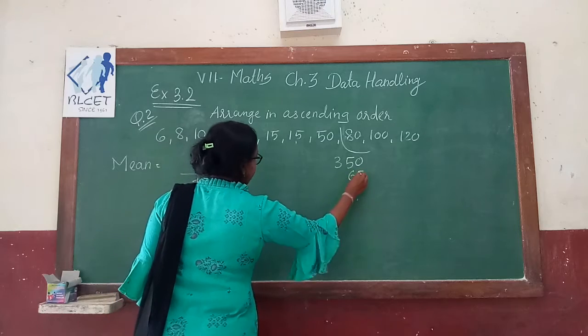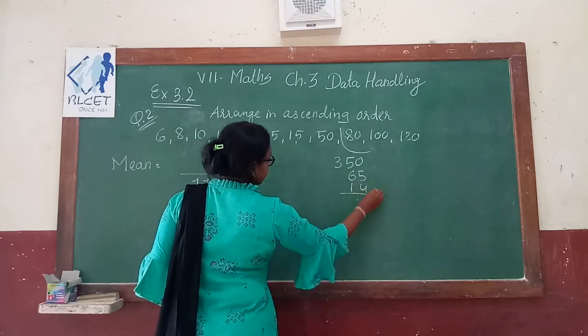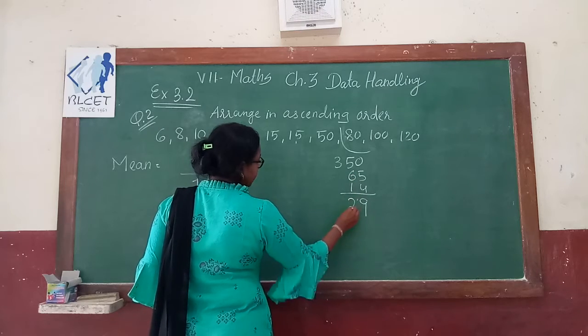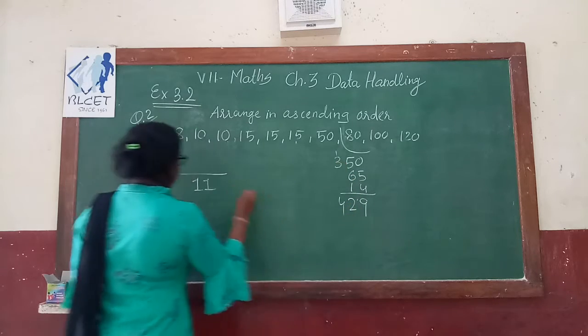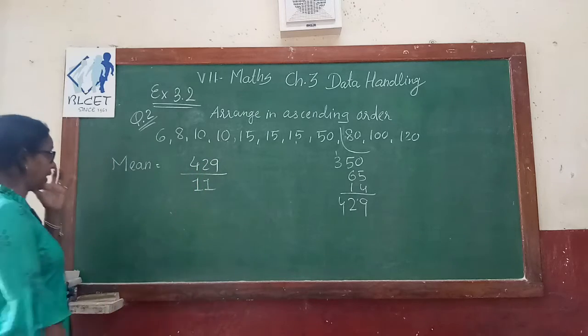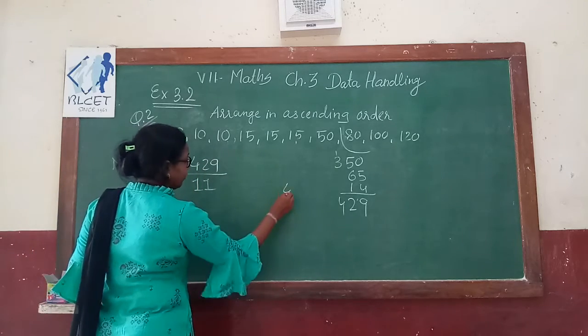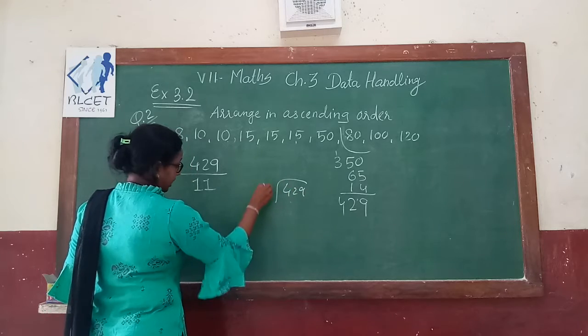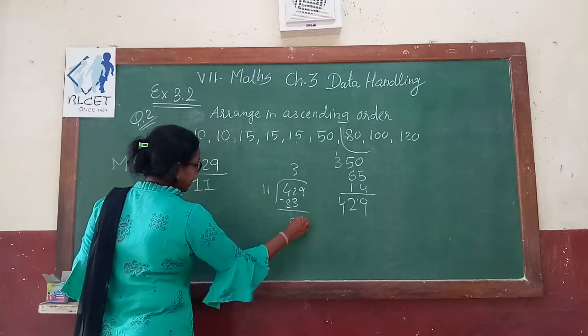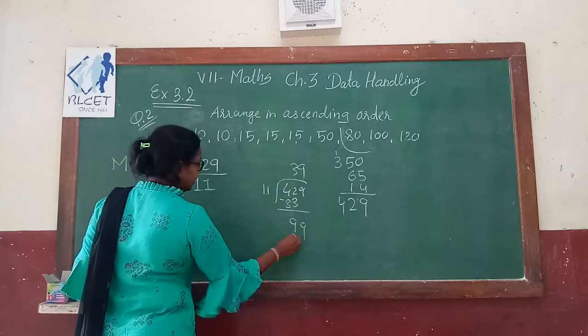And 8 plus 6 is 14, so this is your answer. 5 plus 4 is 9, 6 is 12. Now we do the division: 429 divided by 11. 11 3s are 33. Minus, we will get 99, and 11 9s are 99.